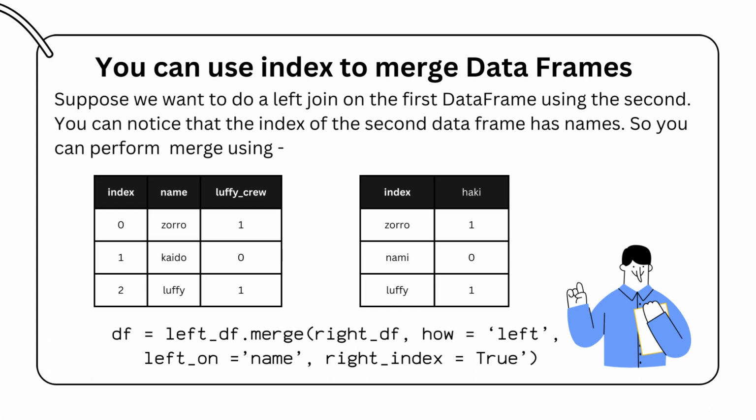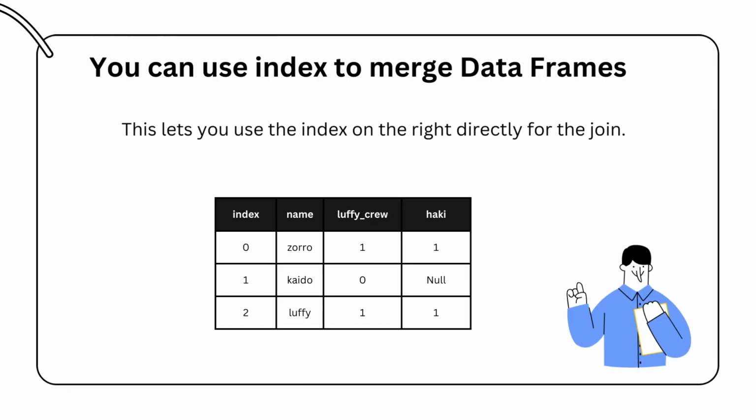You can simply use df = left.merge(right_df, how='left', left_on=the left key), and since you're merging on the right index, you can just say right_index=True, and then you have the resulting data frame directly for the join. So this lets you skip one step, which I think probably all of us used to do before knowing this.